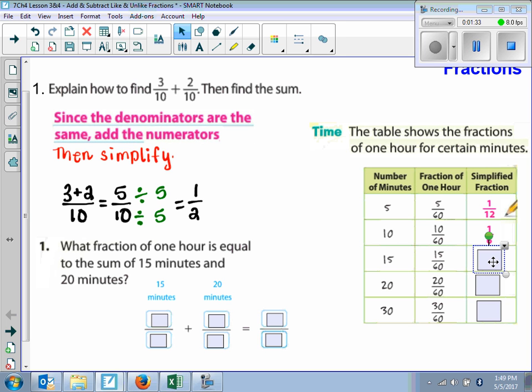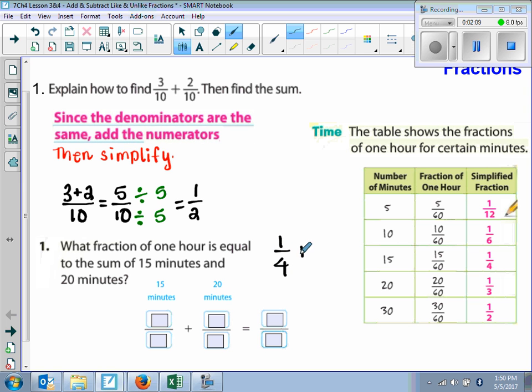15/60 simplifies to 1/4. 20/60 simplifies to 1/3. And 30/60 simplifies to 1/2. So here we want to know what fraction of 1 hour is equal to the sum of 15 minutes and 20 minutes. If I look at the simplified fractions for 15 and 20, we would add 1/4 plus 1/3, right?